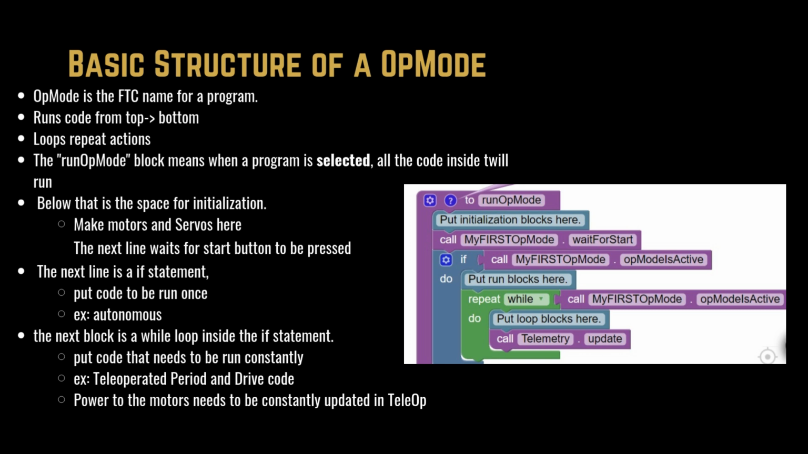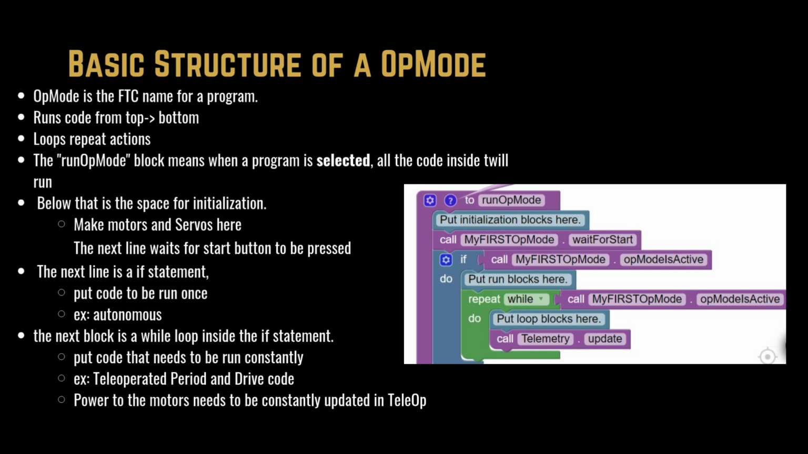So next is a simple if statement. Basically what it does is if the program name dot op mode is active, which means if the program is actually running, then do the blocks that are inside there. Then we have this block that says repeat while the program is active. Here we put blocks that need to be constantly updated, for example, driving your robot, because you need to consistently read your joystick inputs from your driver controllers to update them and make the robot drive.